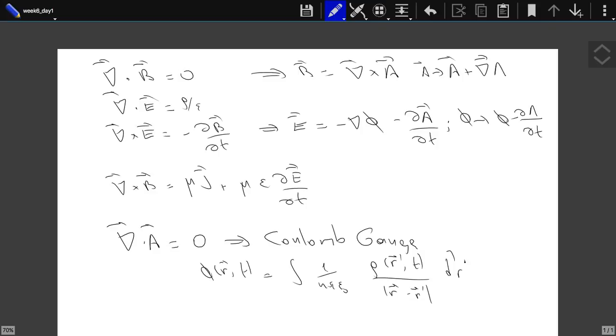But that's not really an issue, because we know that phi is not really the physical thing. What we actually measure is the electric field. And even in this gauge, if you make a small change at this point, the electric field at some other point is affected only after a finite amount of time. Now, this is the gauge, in fact, that we use in magnetostatics also.